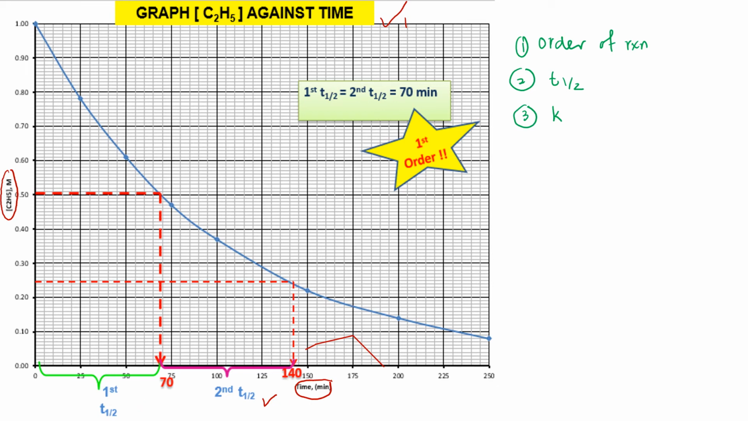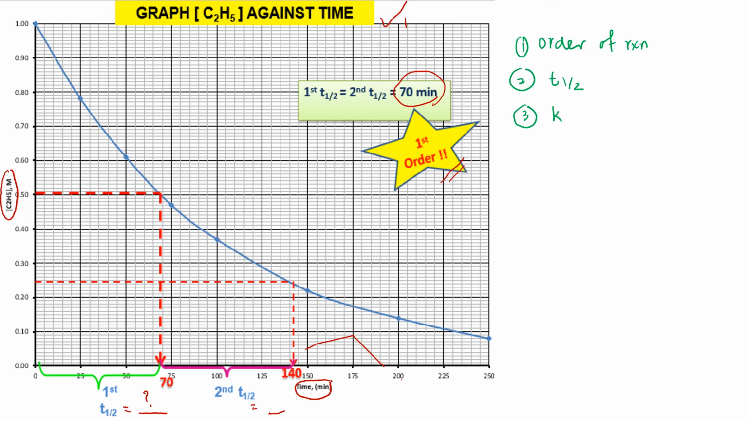What we don't have here is the value of the half-life. So please put what is the value of the half-life, and then you can determine here. Oh, it's actually here. So 70 minutes. So the first half-life equals the second half-life, so it is a first order reaction.